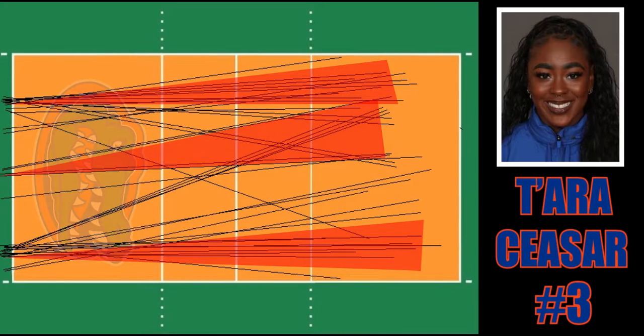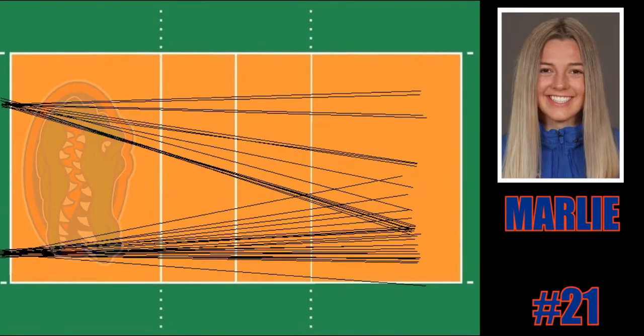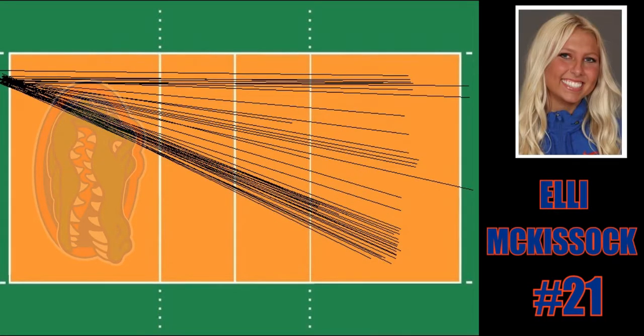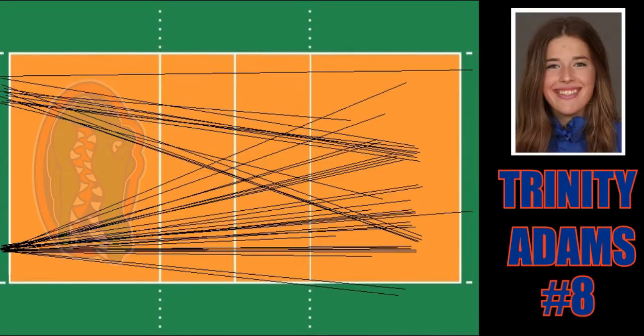The number 21, she clearly targets the outside hitters. The libero, she also targets the outside hitters and she is able to target zone 1. And to finish, the number 8 targets the outside hitters and zone 6. It's really helpful to orient my passers well.